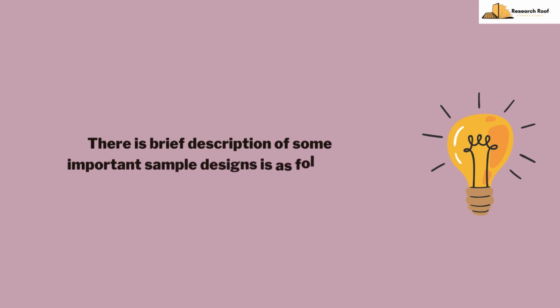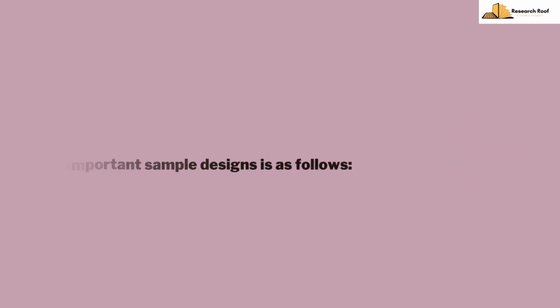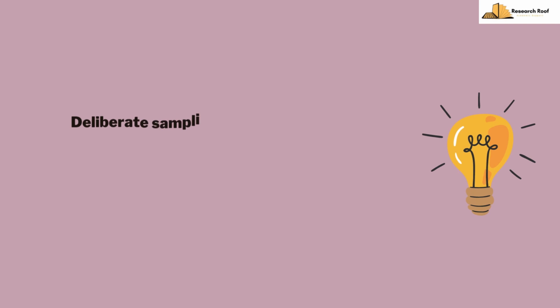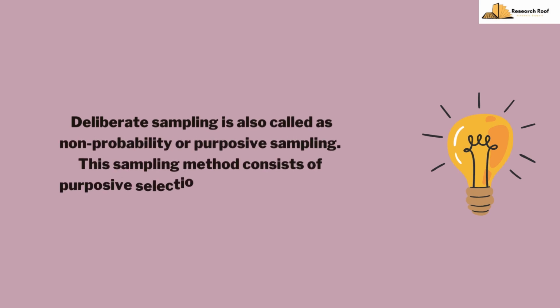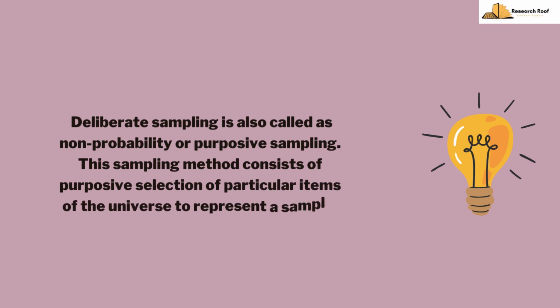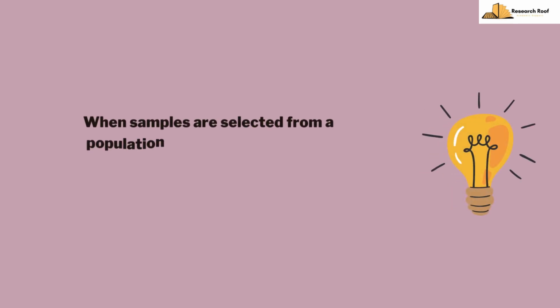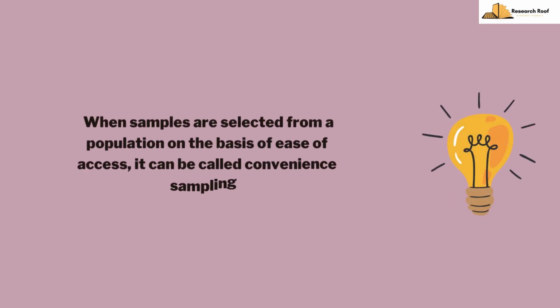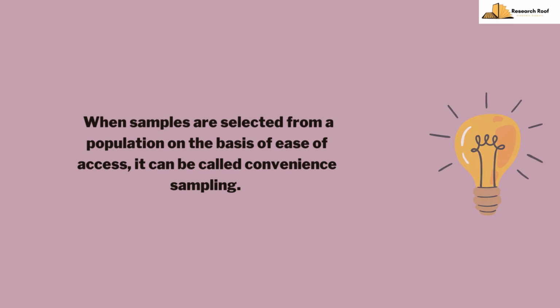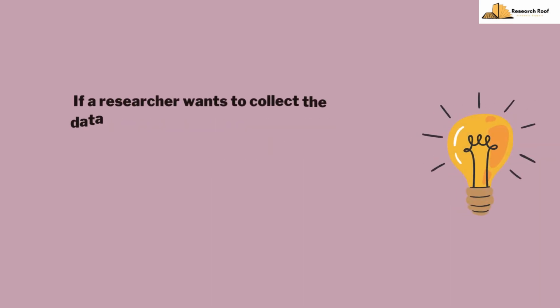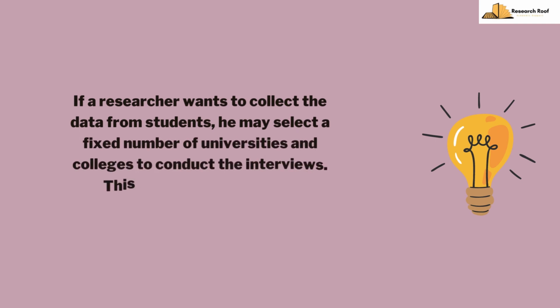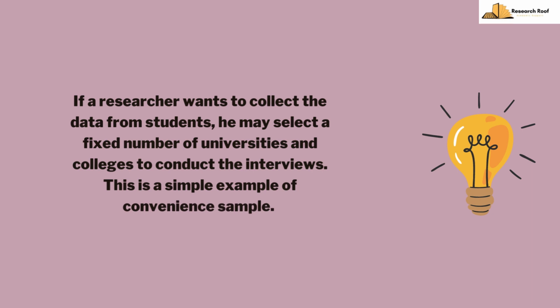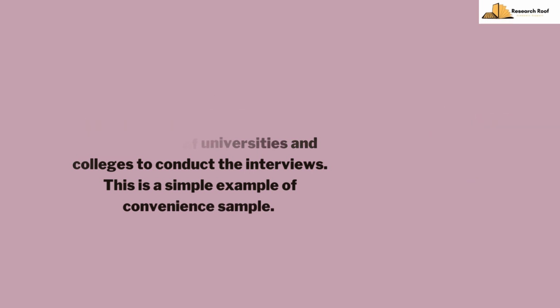There is a brief description of some important sample designs as follows. Deliberate sampling. Deliberate sampling is also called non-probability or purposive sampling. This sampling method consists of purposive selection of particular items of the universe to represent a sample. When samples are selected from a population on the basis of ease of access, it can be called convenience sampling. If a researcher wants to collect data from students, he may select a fixed number of universities and colleges to conduct the interviews. This is a simple example of a convenience sample.